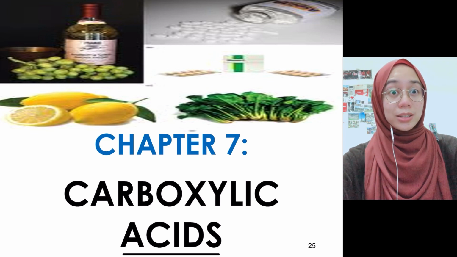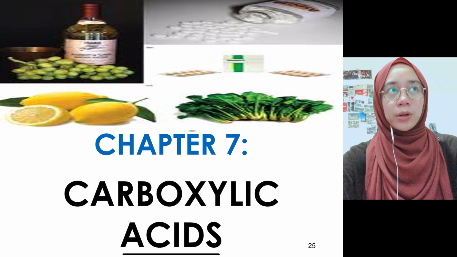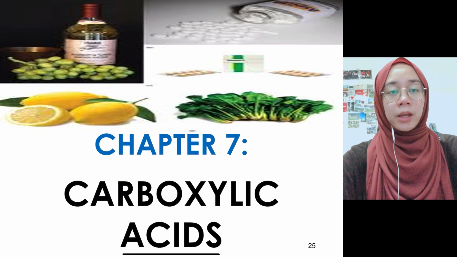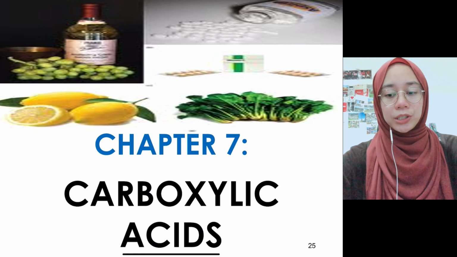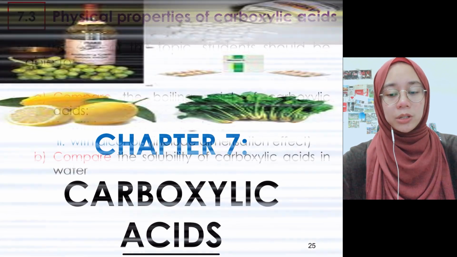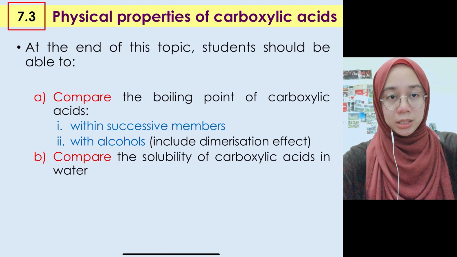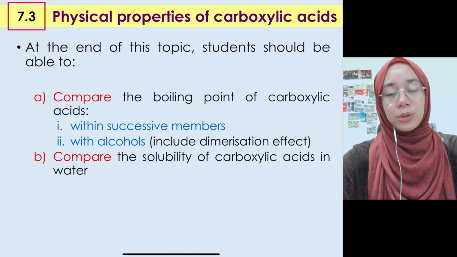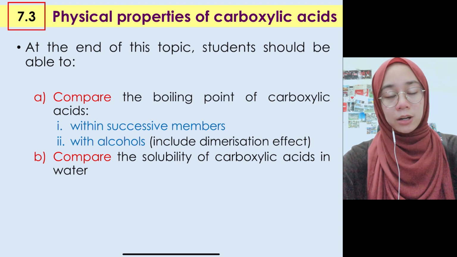So today we are going to continue with our chapter 7. Inshallah we are going to cover 7.3 and also 7.4 today. Let's have a look at the learning outcome for 7.3 first. For 7.3, we are going to be learning about the physical properties of carboxylic acids. As usual, we are going to cover the boiling points and also the solubility of carboxylic acid.